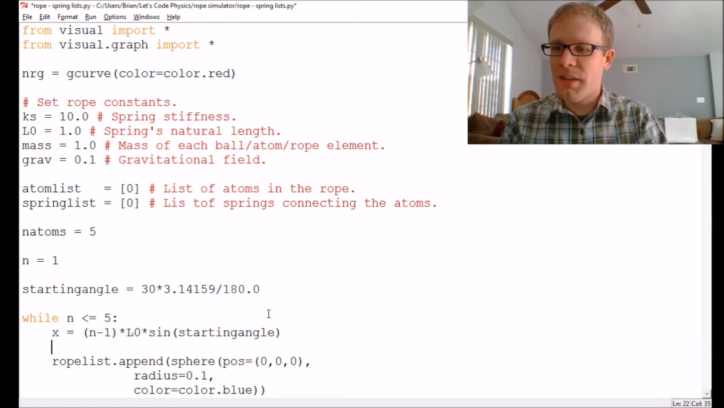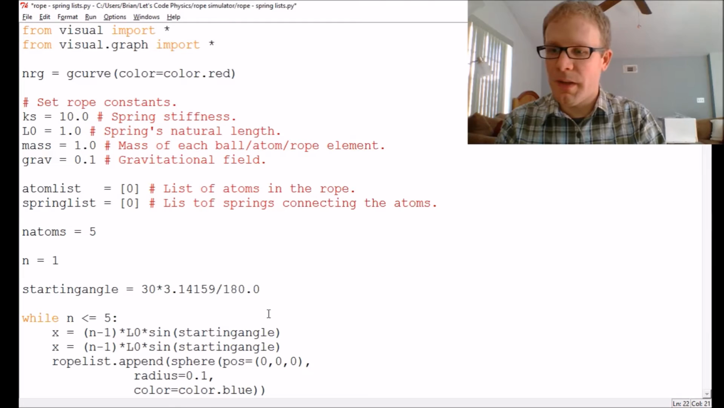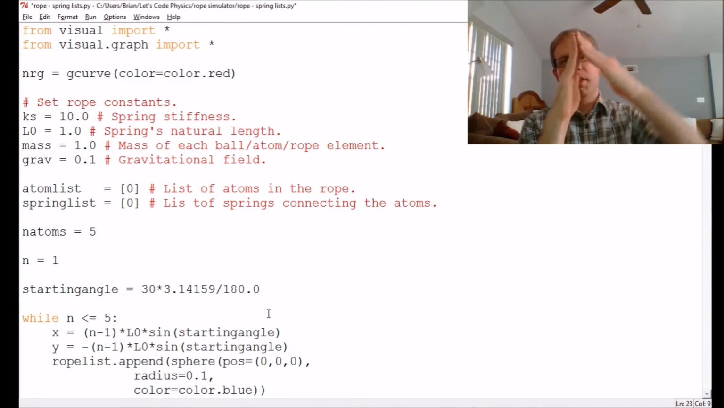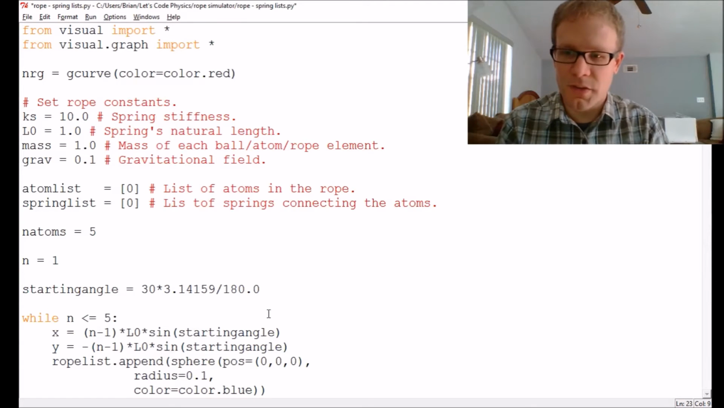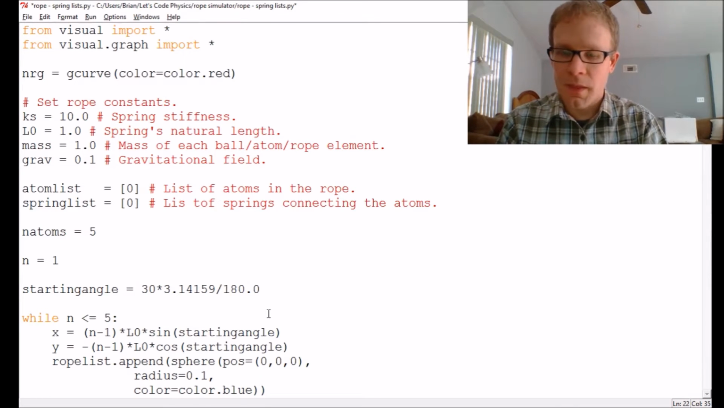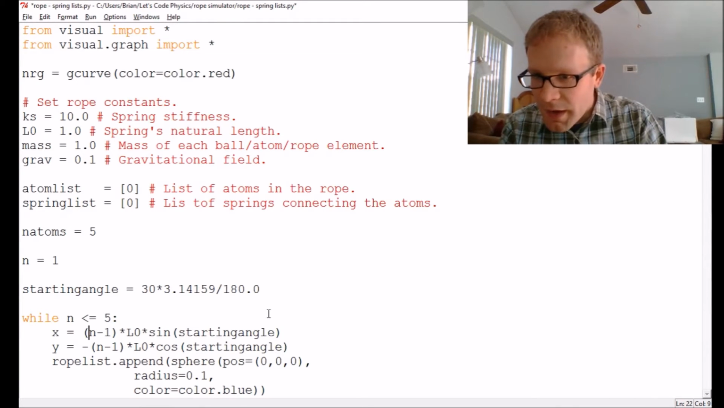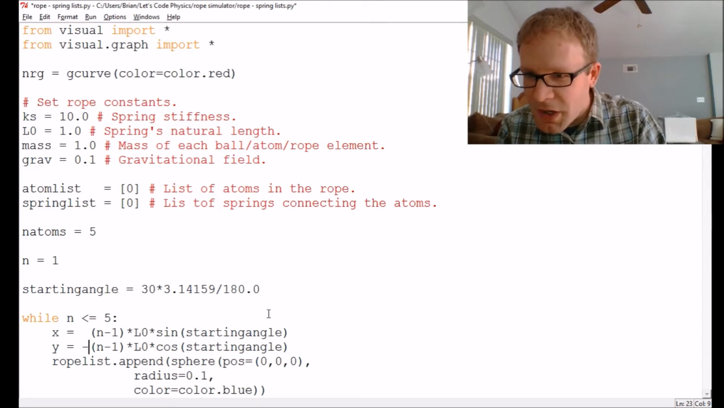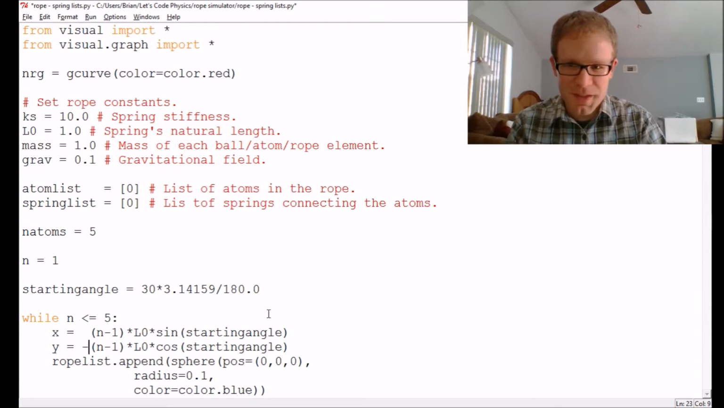Oh well. And then we'll do the same thing for y. And this time I need to actually name it y. So since I'm measuring the angle from the vertical axis, x is going to get the sine, y is going to get the cosine, although I want it to hang down, so we'll make y the negative cosine. There we go.